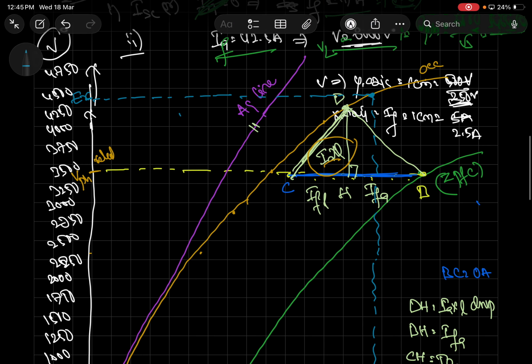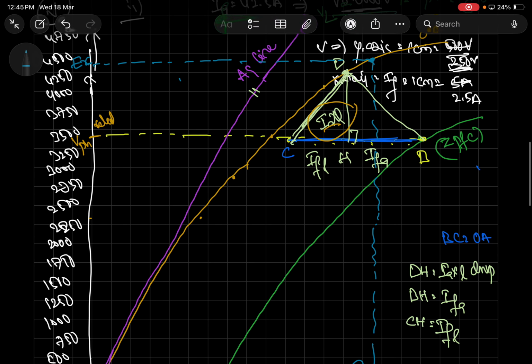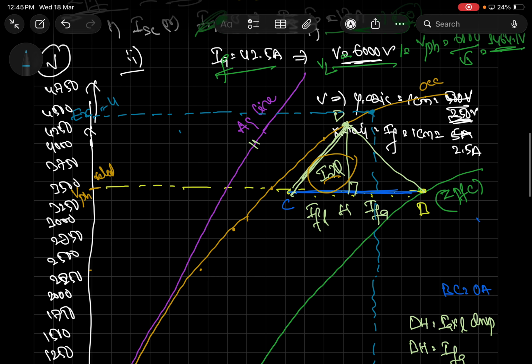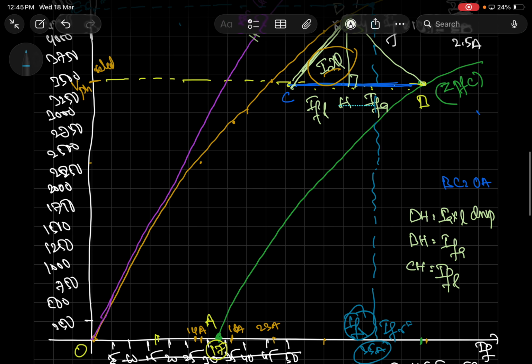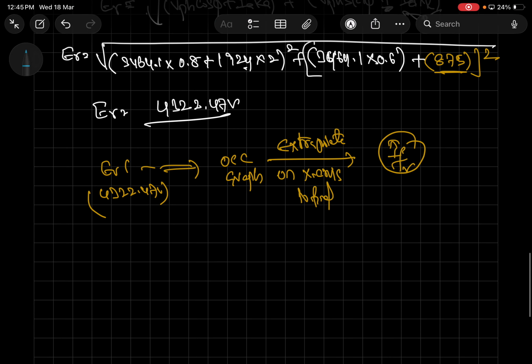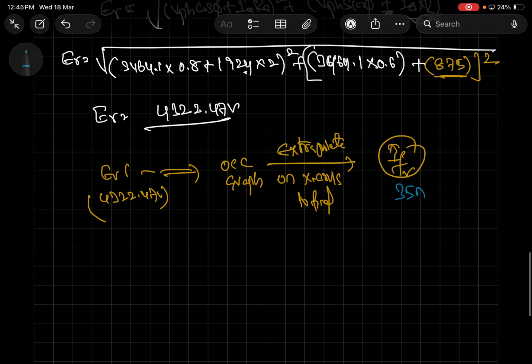So how am I directly getting this value? What is the ER value here? 4322.47. This value I am representing on the y-axis. From that I draw a dotted horizontal line onto the OCC. From the intersection point, draw a dotted vertical line. The corresponding field current will be the IFR current here. So this IFR value we got is 35 amps.